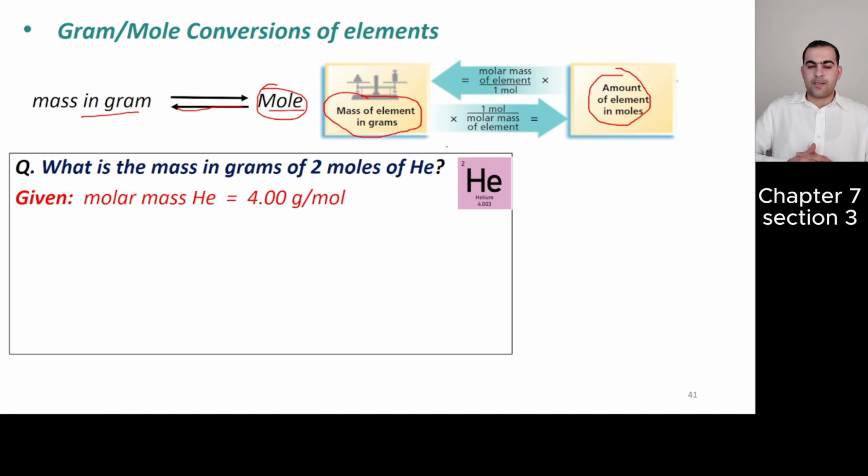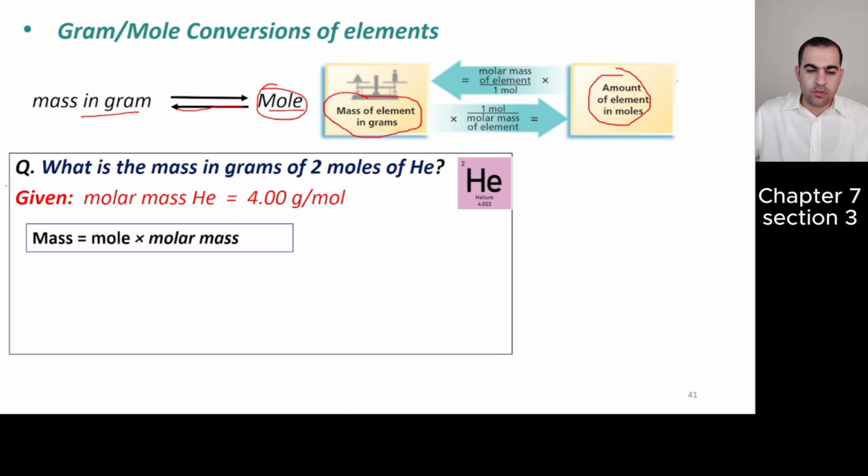Look at this example, guys. What is the mass in grams of 2 mole of helium? If you have 2 mole of helium, what's the mass of 2 mole of helium? First of all, guys, you must know the rule. It asks for what? For mass. How can we find mass? Mass equals mole times molar mass. You must memorize this rule. Whenever it asks for mass, to find mass, we always use that rule.